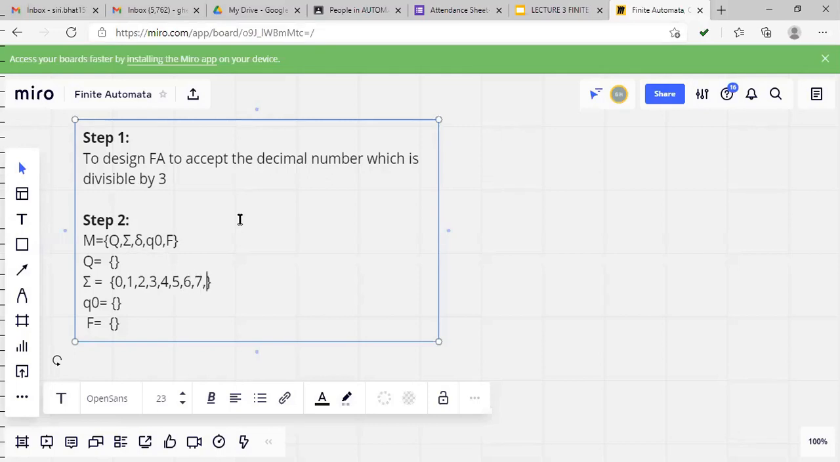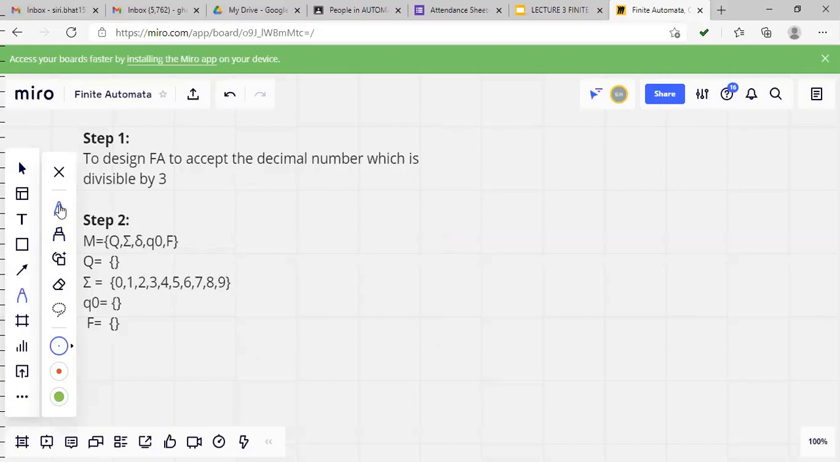Any doubt in this? I hope there is no doubt. Since it is a decimal number, every number will have any one or more digits from this input. So the input cannot have anything other than 0 to 9. So that is our sigma, that is the input. Now we'll see, students, I hope you know how division takes place. If I take an example of 43, divisible by 3.